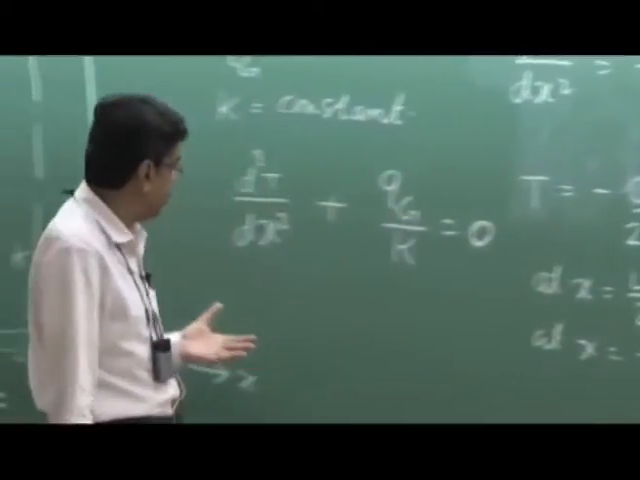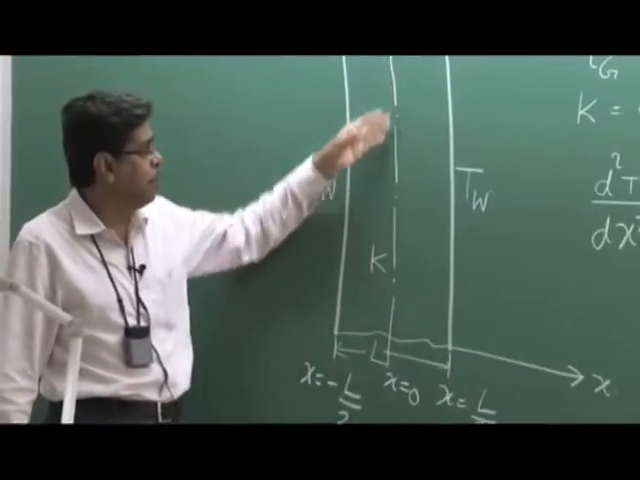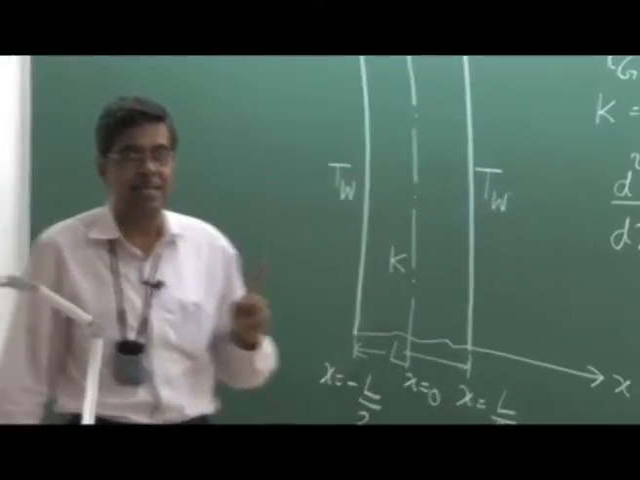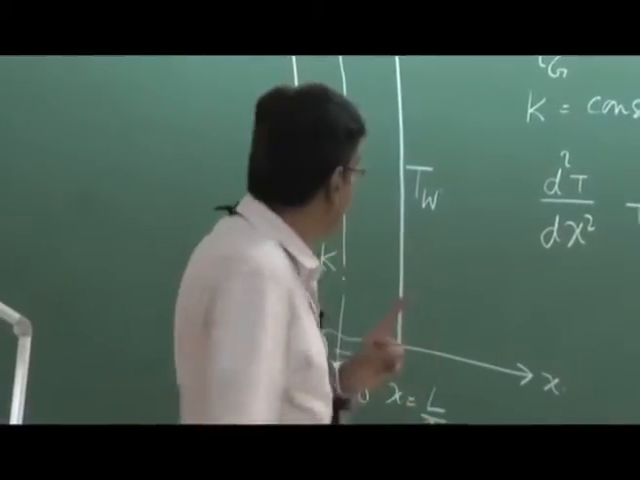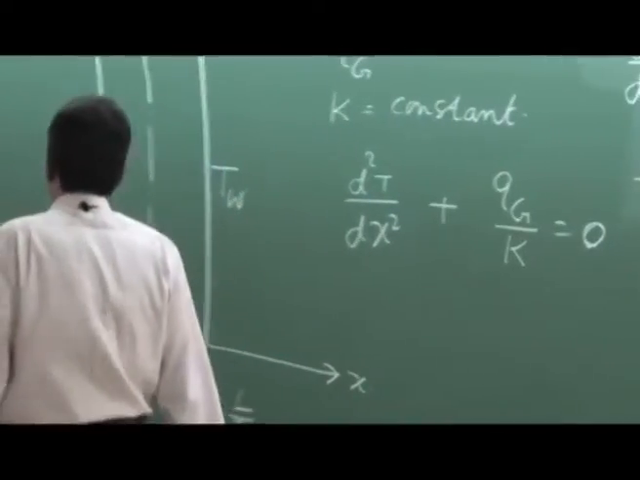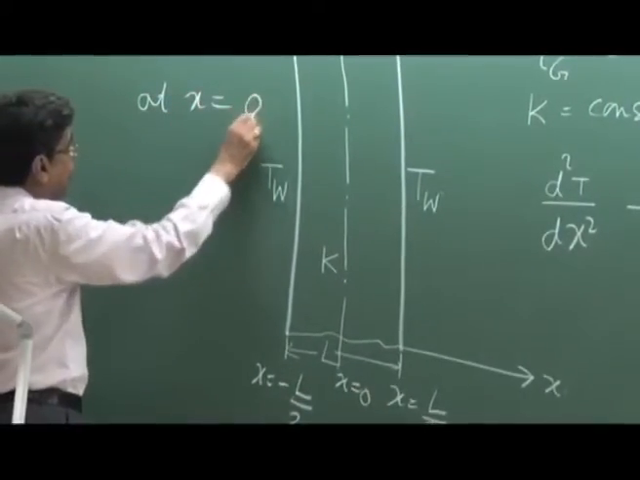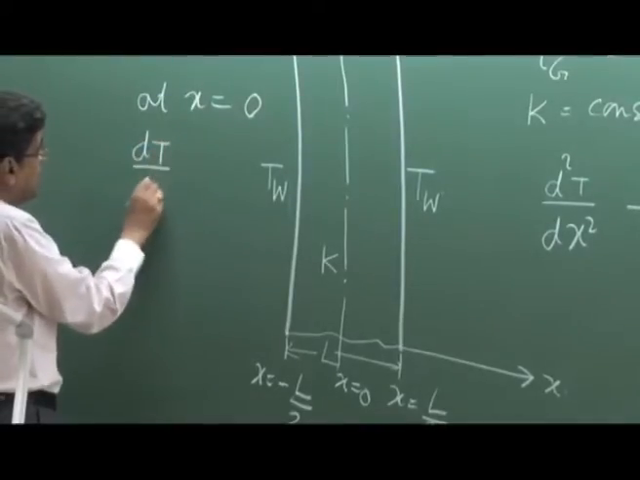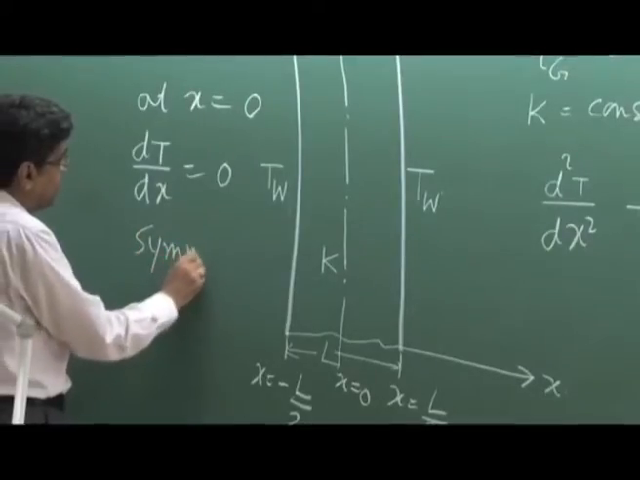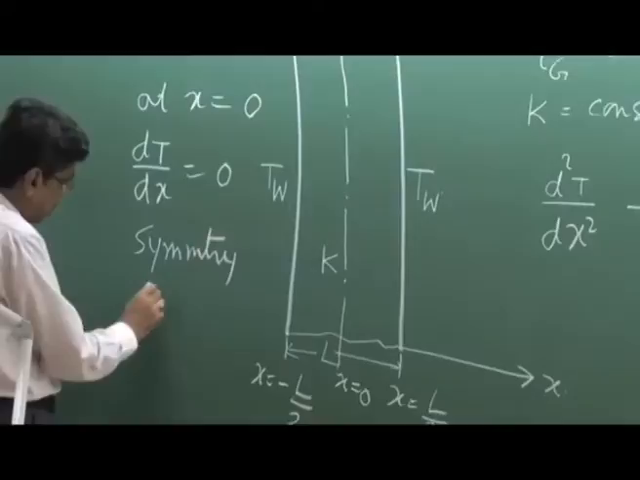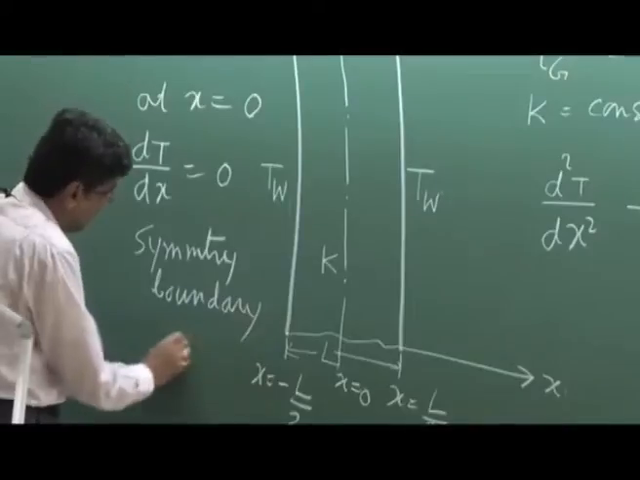Another way you can look at that: when this is a symmetrical problem, the temperature distribution also will be symmetric about this axis. That means this axis will correspond to either a maximum or minimum temperature, which means the derivative is 0, which is sometimes known as the symmetric boundary condition. At x equal to 0, dT/dx is 0. This we call the symmetry boundary condition.